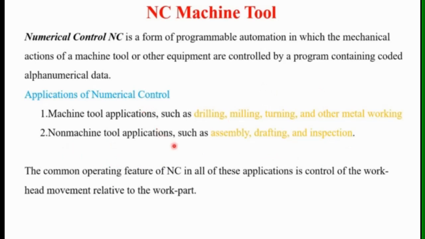The common operating feature of the NC in all these applications is control of the work head movement relative to the work part. That means the main common feature of these numerical control machines is to control the work head movement and work part movement. The relative motion between these two is controlled here.